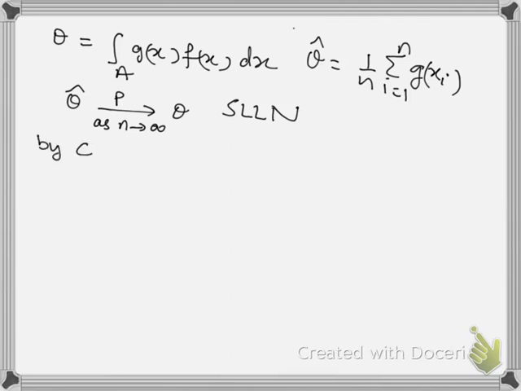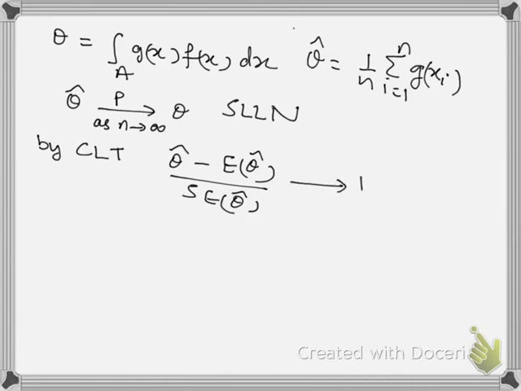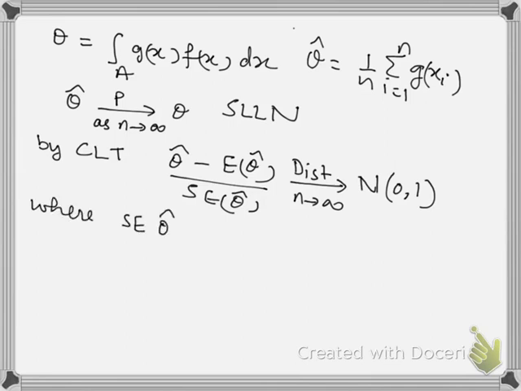And by CLT, that is central limit theorem, theta hat minus expected value of theta hat divided by standard error of theta hat, the distribution of this thing approaches normal. The distribution goes to normal as n is sufficiently large, where the standard error of theta hat is based on 1 over n sum of (g(xi) minus g bar) squared.